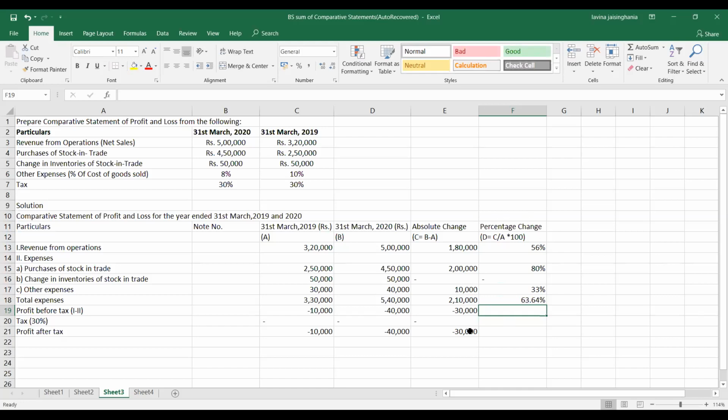Now profit, see, for profit before tax the answer is in negative. Now if you divide negative 30,000 by negative 10,000 into 100, you'll get the answer as 300, and that too in positive, because both the values are in negative. So percentage will show you a positive increase. That means your loss has increased by 300 percentage. Then similarly there's no change here in profit after tax, so that will also be 300 percentage. If you are not writing percentage in each of these items, it's fine, I'm repeating that again.